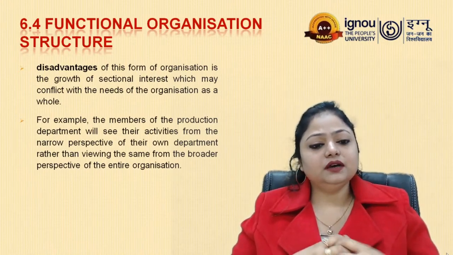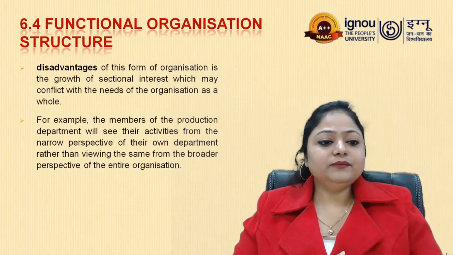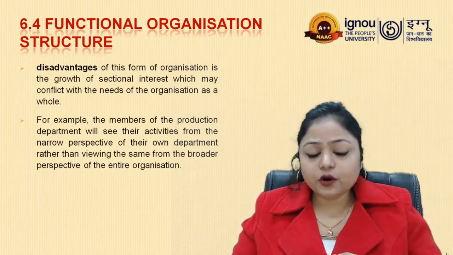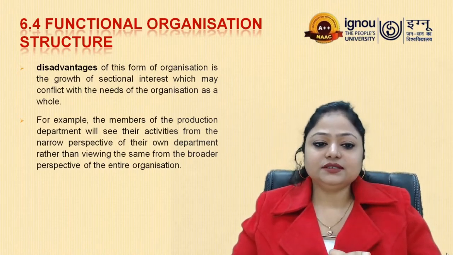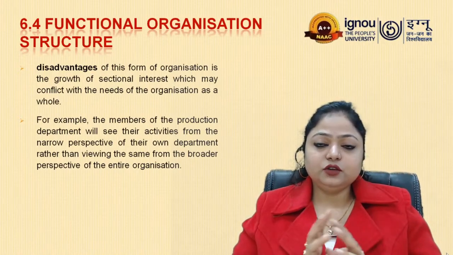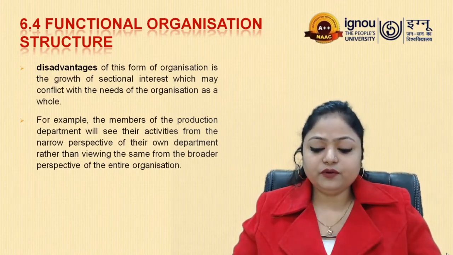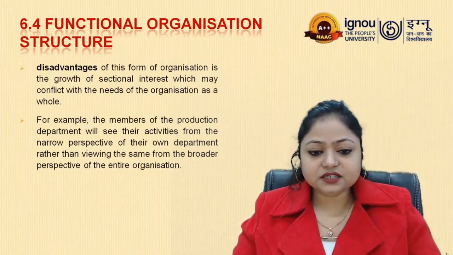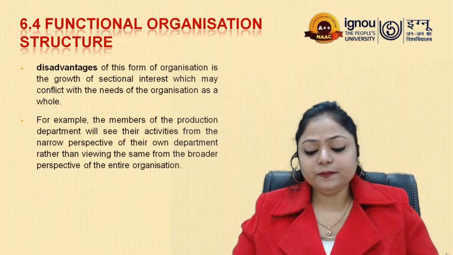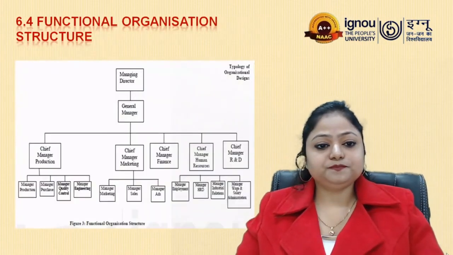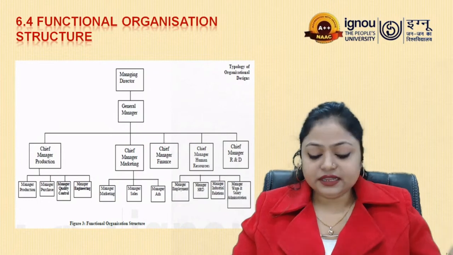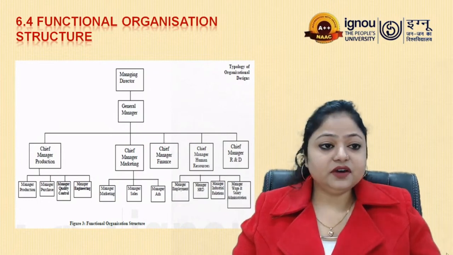So, for example, here we can see that the members of the production department will see their activities from a narrow perspective of their own department rather than viewing them from the broader perspective of the entire organization. So everybody would be focused towards their own department, their own work, and overall organizational goals and objectives could be hampered or hindered. Now, this is what a functional organization chart would look like, if you could see the following chart which has been displayed in front of you.